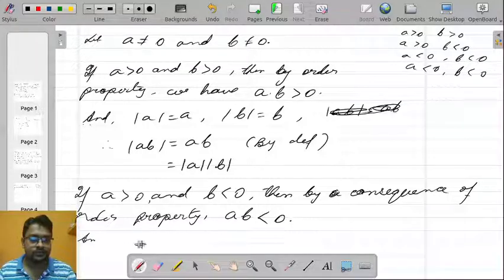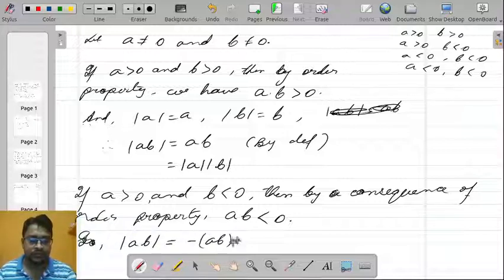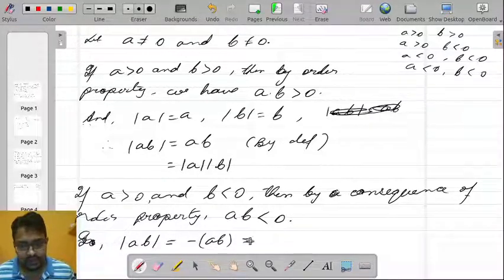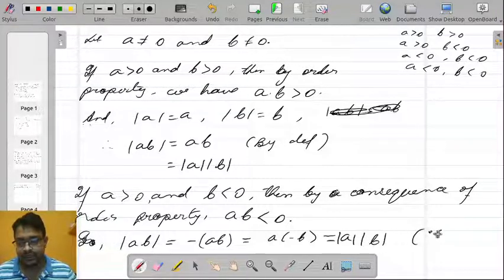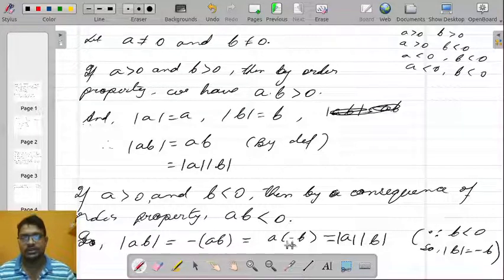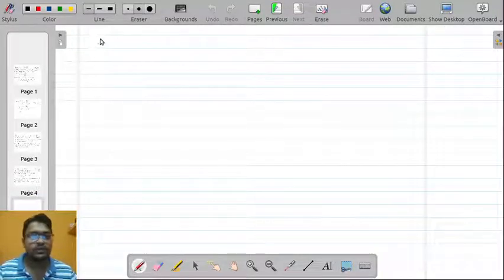And so mod of ab, by definition, will be minus of ab. But I have a is greater than 0, so this can be written as a into minus b. So by field properties, this a is mod a and minus b is actually mod b. Since b is less than 0, mod of b is the same as minus b. So we replace this minus b by mod b. So mod of ab is mod a mod b, we have already proved. The other case is similar.